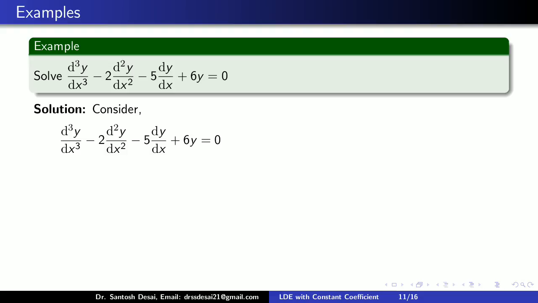First we write the auxiliary equation for this. If there is a term of d cube y by dx cube, then replace it by capital D cube. Then next minus 2 is as it is. Then replace d2y by dx square by D square. So you'll get minus 2D square. Then minus 5 as it is, and dy by dx replace it by capital D. So you'll get minus 5D. And finally you skip the term of y and just write its coefficient, that is plus 6 is equal to 0. So this is the auxiliary equation.